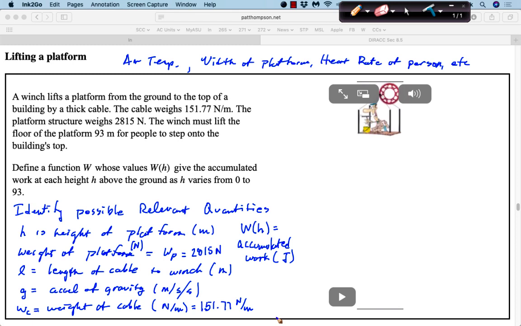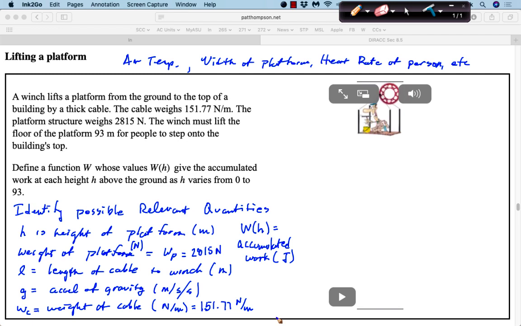Okay, so we assign letters to everything. Letters that we know the values of, if you had Calc 1 with us, we call those parameters. Their values can change from situation to situation, but in the given situation, they stay constant. So if I give you a new problem, the weight of the cable will be different, right? But in this problem, it stays constant.